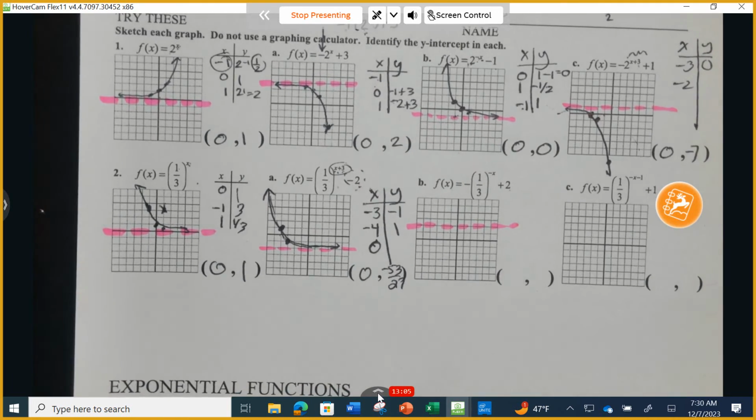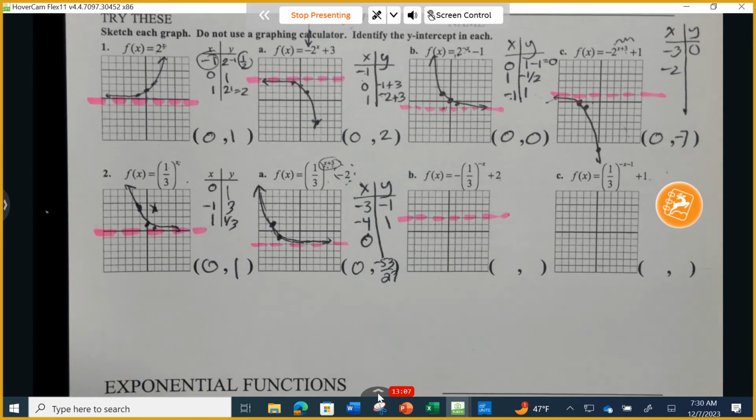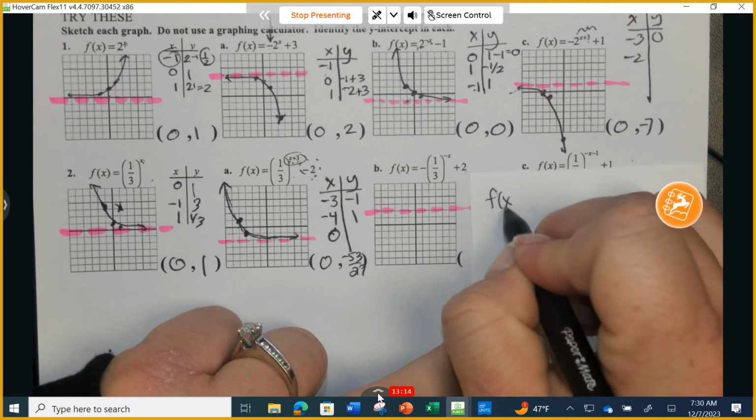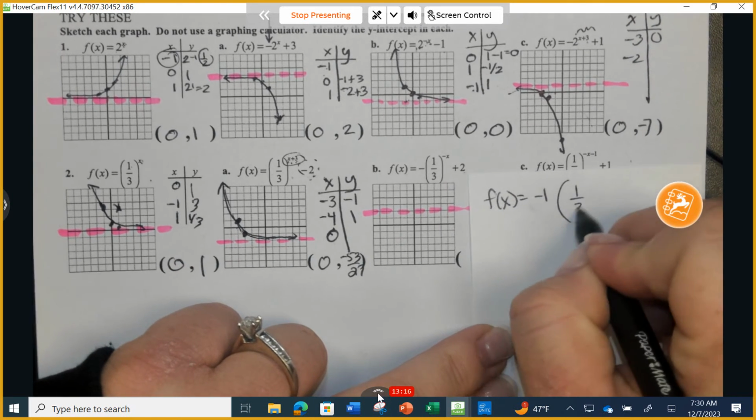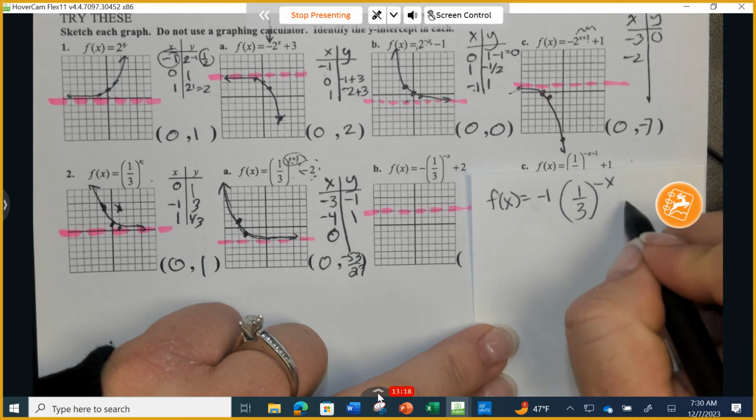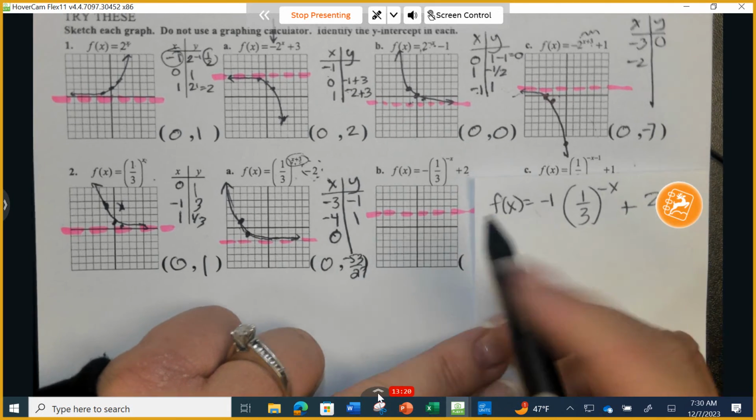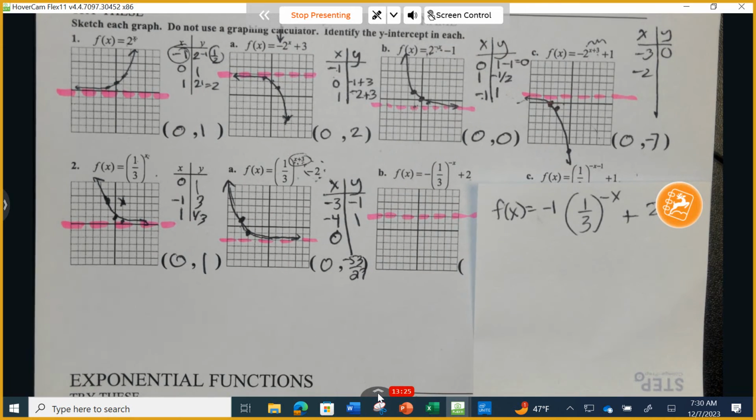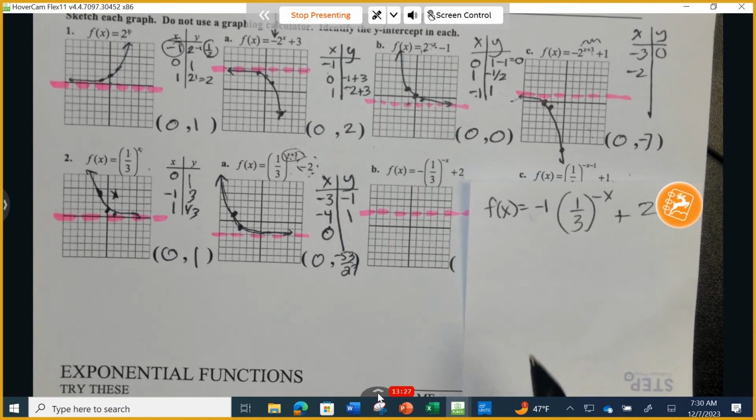I'm going to start by getting a piece of paper here. And I recognize that this is the same as f of x equals -1 times 1/3 to the negative x. Ooh, we have a bunch of things going on here. So I can see we have a reflection across the x and the y axis. I did not see that prior. So let's talk about what this may look like.